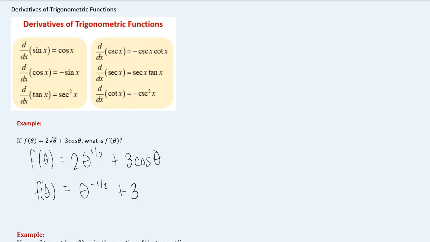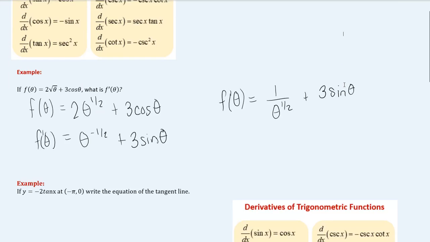Plus 3 times the derivative of cosine. The derivative of cosine is negative sine. And so then all you have to do is make that a positive exponent for your final answer. So that means we have 1 over theta to the 1/2 power plus 3 sine theta. And if it asks for no rational exponents, then you would change that to a square root. So 1 over the square root of theta plus 3 sine theta. Okay? So that's our first example on the derivative, applying the derivative of trigonometric functions.